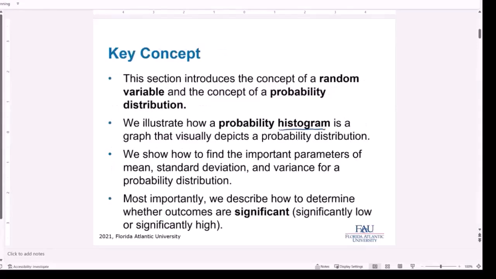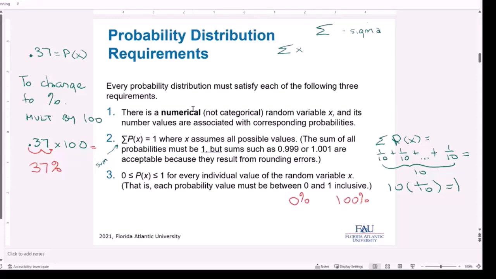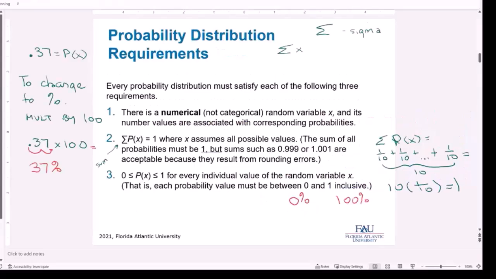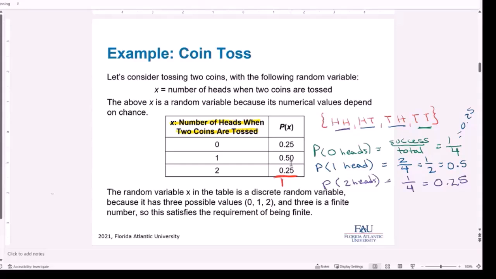The three requirements were, it's numerical. Yes, the random variable X is numerical. It was 0, 1, or 2. When I sum up all the probabilities, it was 1, and the probability of each event is between 0 and 1. This is X. These are my values, and they are numeric. If I add up 0.25 plus 0.5 plus 0.25, I get 1, which is a requirement. That's number 2. And every probability for each individual event is between 0 and 1, and that's true as well.